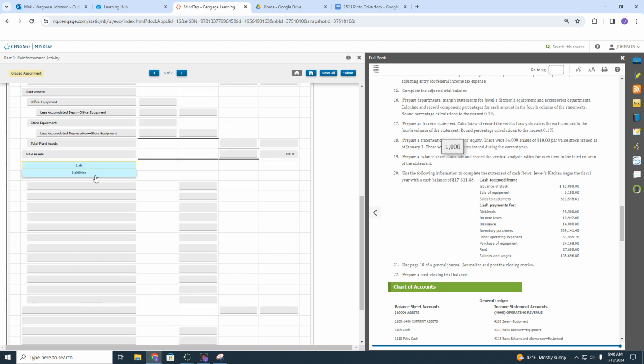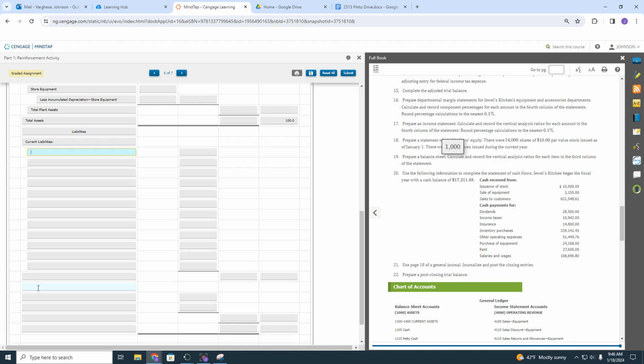So then I'm going to list out my liabilities. I'll start with my current liabilities. I'll list those out. And I don't think I have any long-term liabilities. So I'll have my total liabilities. After I add up all these liabilities, I need to grab these from the adjusted trial balance.